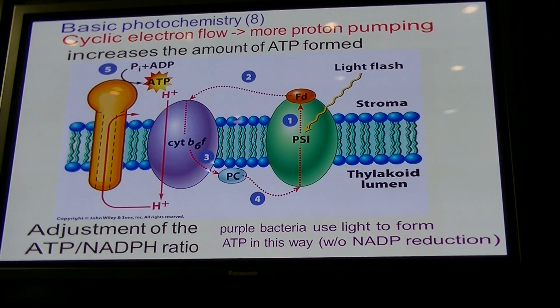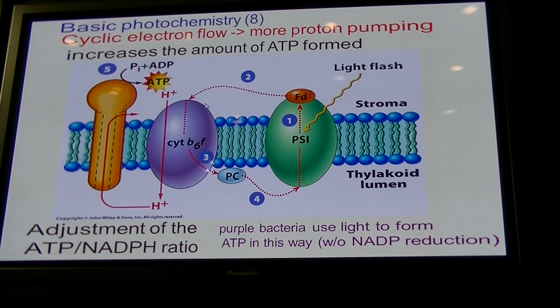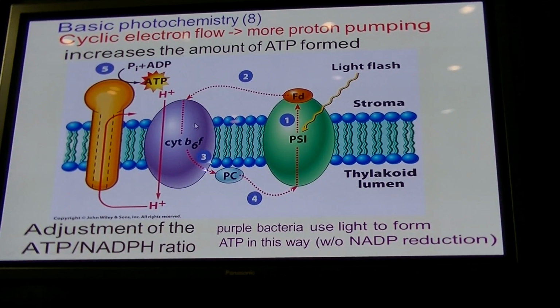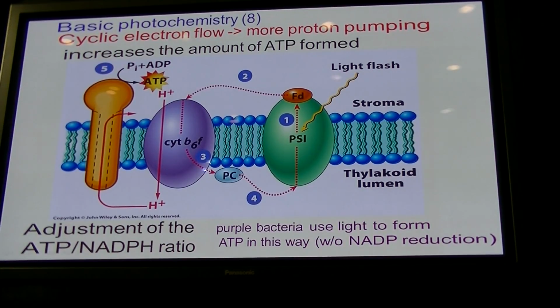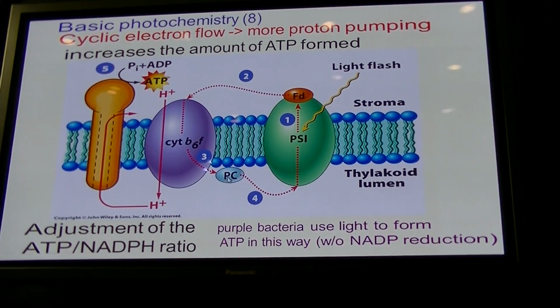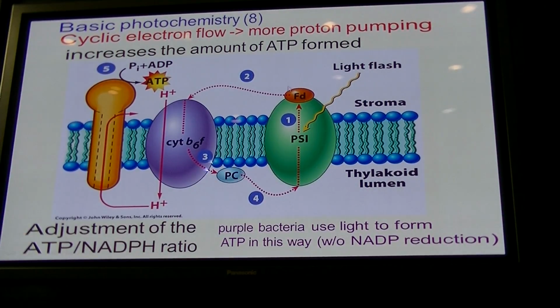Now there are some bacteria that do not photosynthesize, but they have photosystems. They have a photosystem that functions like photosystem 1, and they have a B6F complex, so something like complex 3. And what these bacteria do, together with the cytochrome here, instead of plastocyanin, they have this cyclic electron transport, and they're using light energy to generate their ATP. There's some bacteria that do this. The purple sulfur bacteria, for instance, do this.